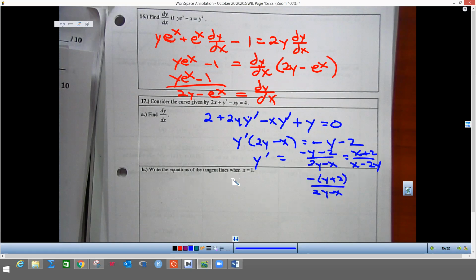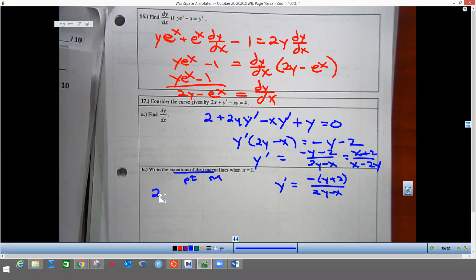Part B says, write the equation of a tangent line when x equals 1. So we've done this a lot this year. To get the equation of a tangent line, I need a point and I need the slope. Okay, so first of all, I want to find the point that goes with this, the point when x is 1. So I have to come up here to this equation and plug 1 in.